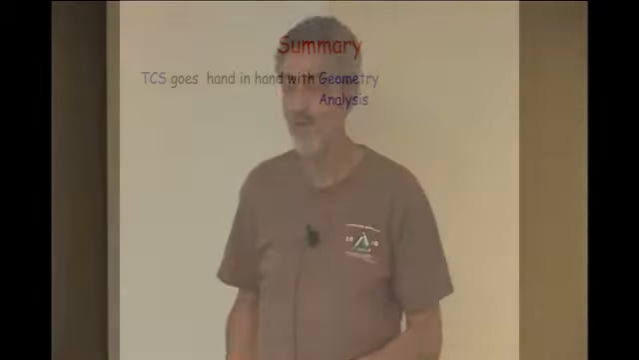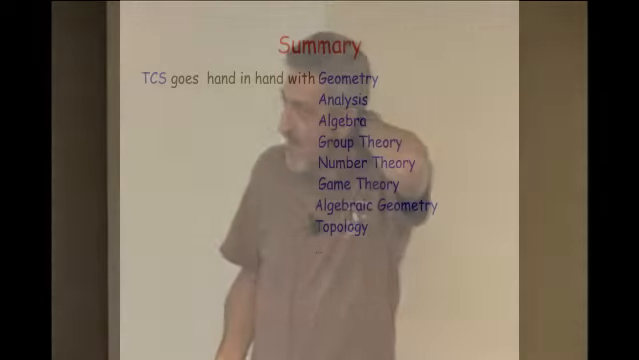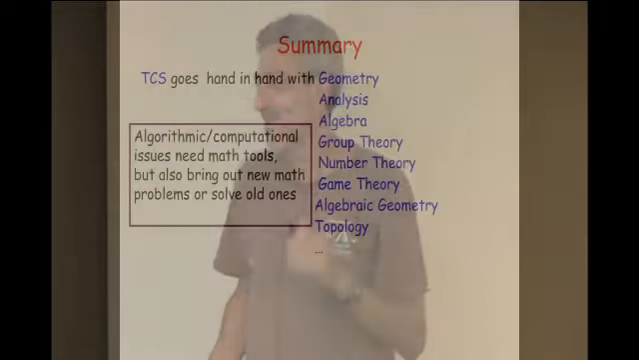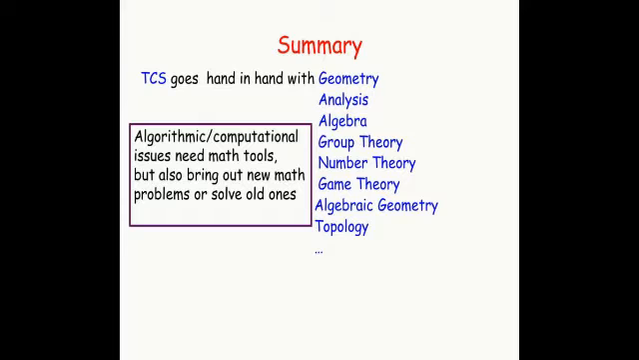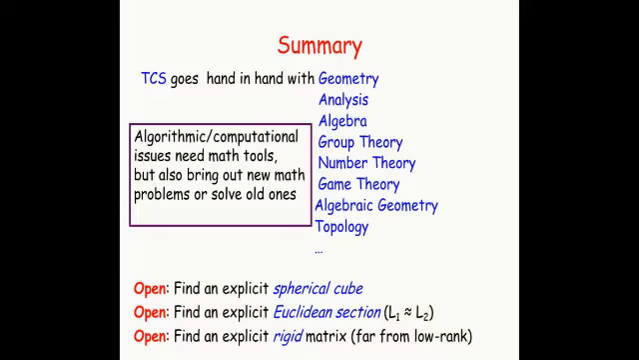TCS goes hand in hand with geometry, with analysis, with all. I could have given, I'm sure, probably an hour on maybe 6 of these 8, but maybe not on all of them. So basically the message is that algorithmic and computational issues, of course, need mathematical tools. That's the obvious direction, but they also bring new mathematical problems and also new techniques to solve mathematical problems, and you saw this in these examples. And the 3 open questions I asked, I remind you, I'll be happy to hear of solutions. Thank you.